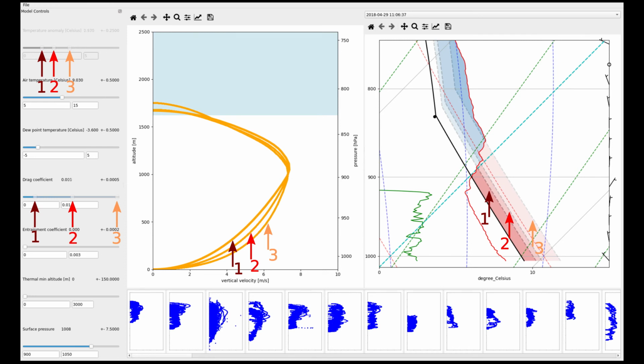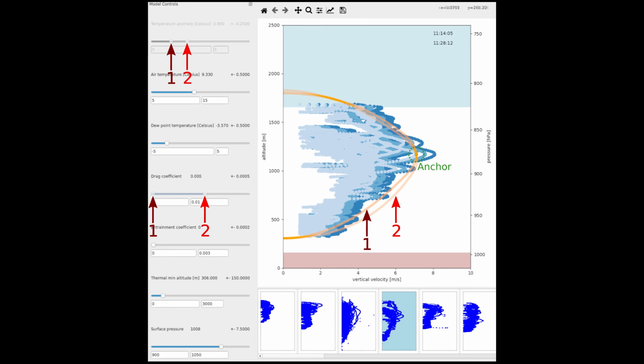In this instance, it was discovered that increasing the drag would round the shape of the profile at the bottom. This behavior was then compared with the observed thermals.